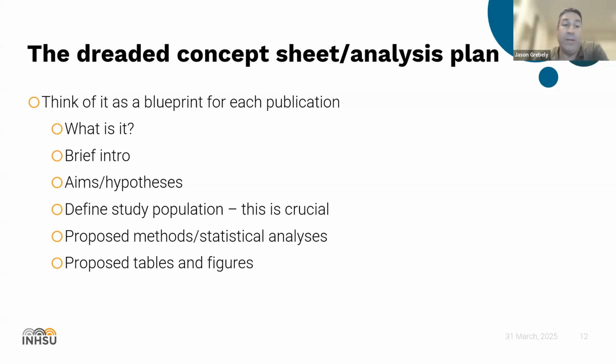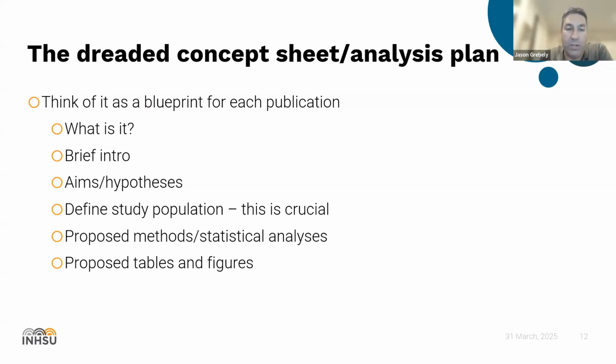I'll go through each bit, but generally you have a brief introduction, and you really clearly articulate your aims and hypotheses. Then what's really critical, if this is going to be an epidemiological paper, is defining what your study population is going to be. This is really critical because if you get that wrong, then you have to go back and do all your analysis all over again. So it's important to get this nailed down up front.